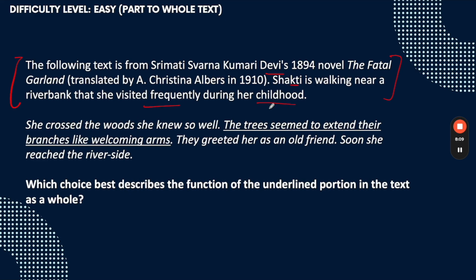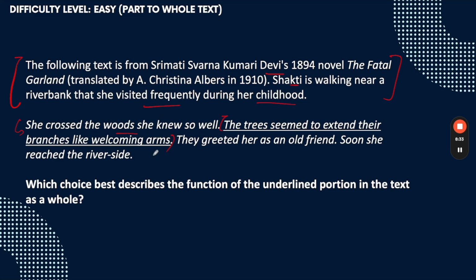Let's read the text now. She crossed the woods she knew so well. Okay, so she has crossed a certain part of the woods of the place that she's walking in, and she just knew that place so well. The trees seem to extend their branches like welcoming arms. Now this is the underlined sentence where I need to identify why this particular sentence is being given to me.